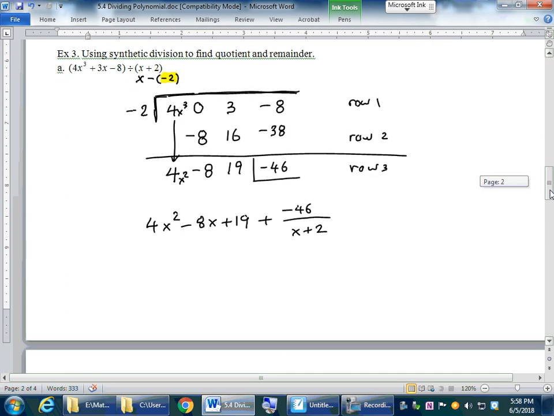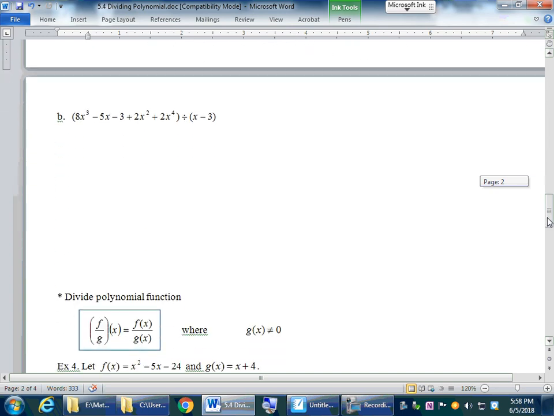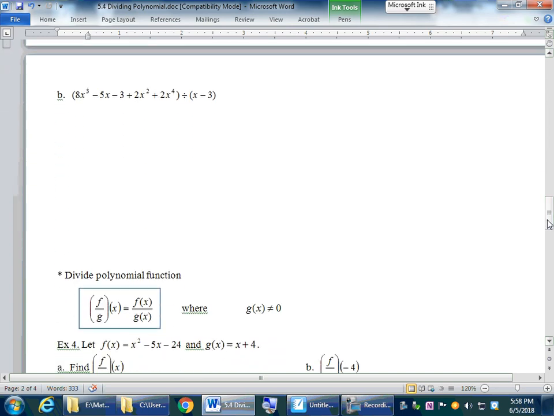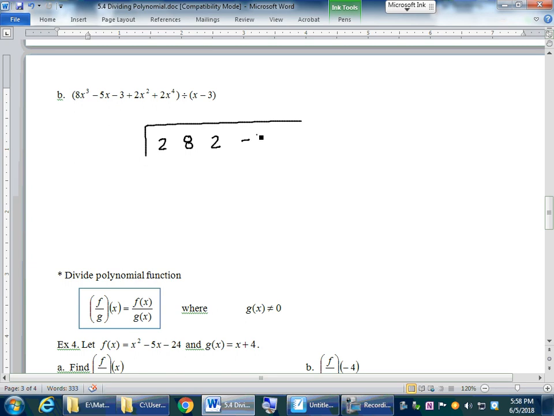Continuing with synthetic division, here we go. My dividend I need to rewrite into descending power, so it'll be 2, 8, 2, negative 5, and 3, negative 3. Then this is already in x minus c format, so my c is 3. And always bring down the first coefficient into the third row.